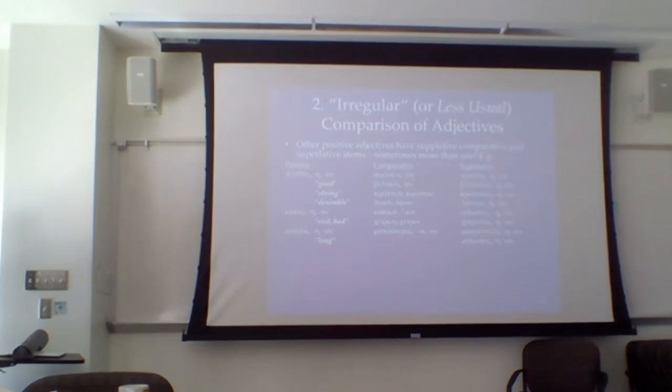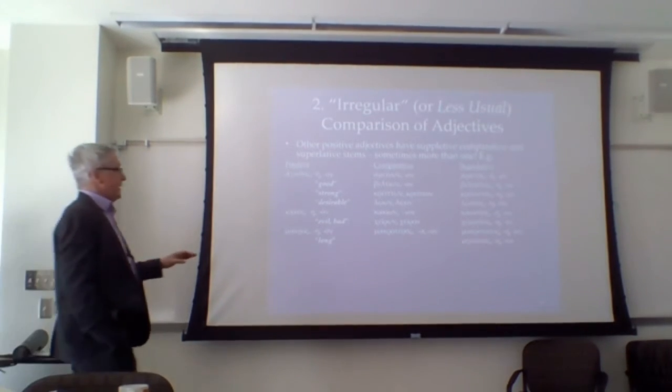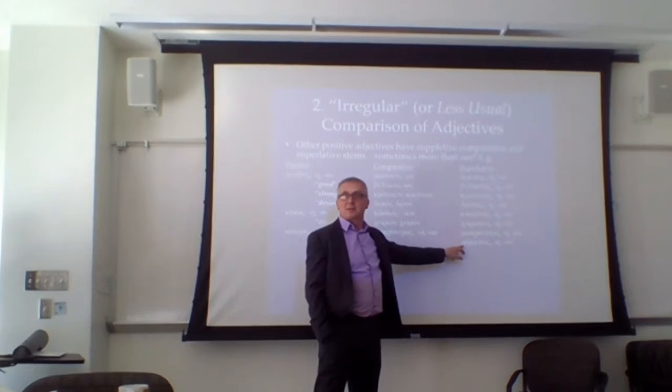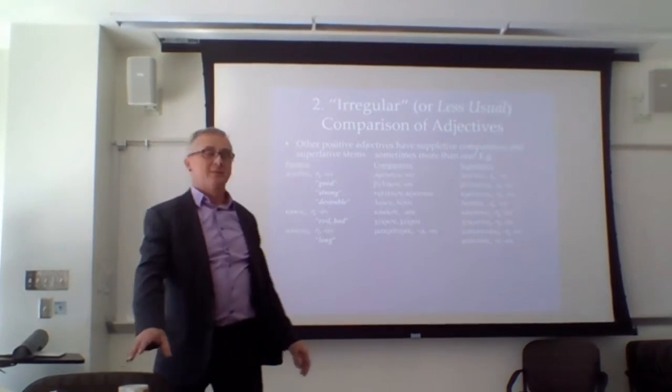Makros, right? We get a normal sort, but we also get nekistos for longest.